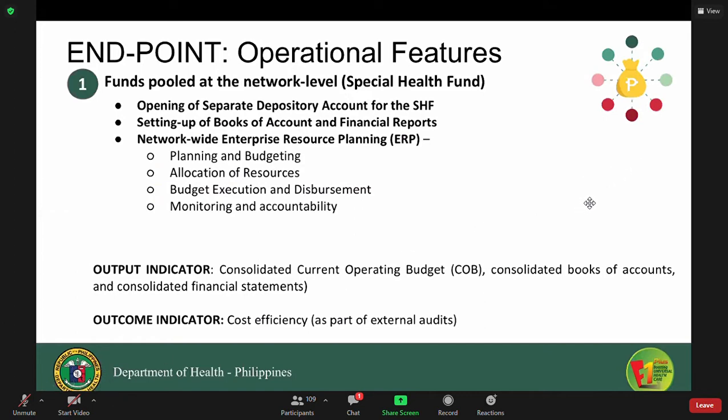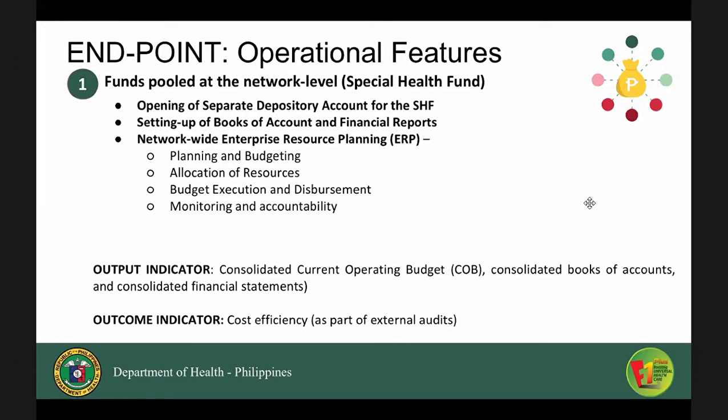Magkano kinuha ang pera? Okay. So, the end point is that the funds are pooled at the network level, no? So, yung worry mo, Dr. Pidere, we will open a separate depository account for the special health fund. They will set up books of accounts and financial reports. There will be a network-wide enterprise resource planning. So that is focused on planning and budgeting, allocation of resources, budget execution and disbursement, monitoring and accountability.